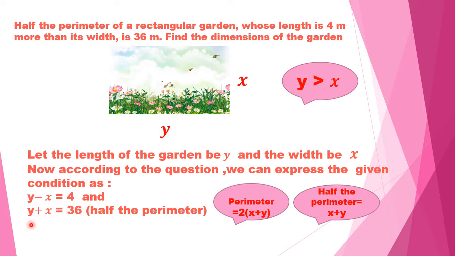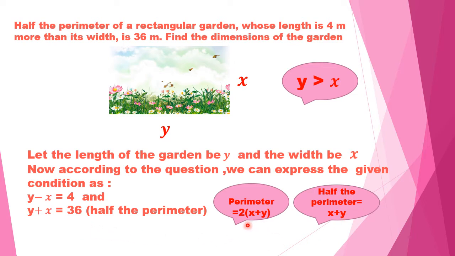Now to form the second equation, we have to apply the second condition, which is also in the question. Half the perimeter of the rectangular garden. So first let us understand the formula for perimeter. Perimeter of a rectangle is 2(x plus y). Then half the perimeter is x plus y.